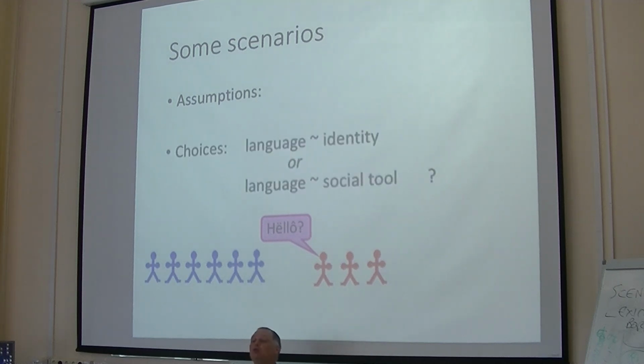And this comes back to what language is. Clearly, the red people want to talk to the blue people. How determined are they to communicate? Is language a really strong marker of identity? Or is language seen as a tool to communicate with people?